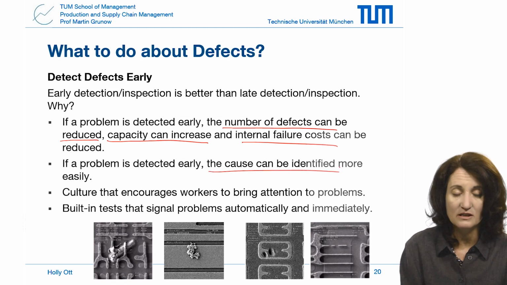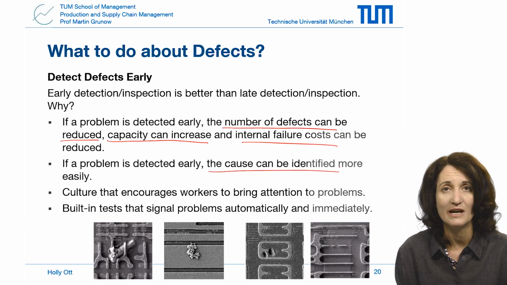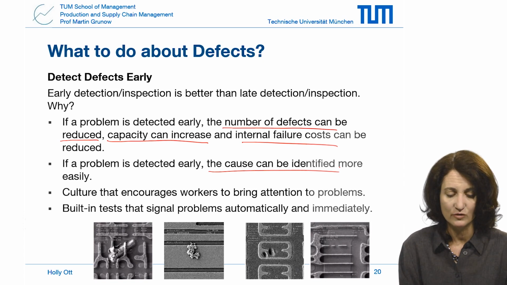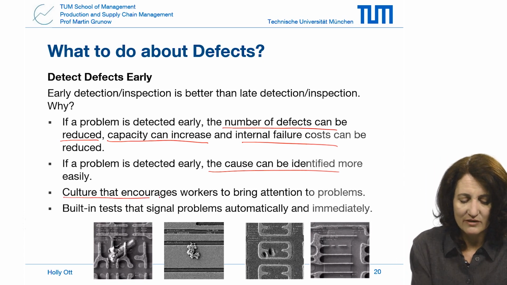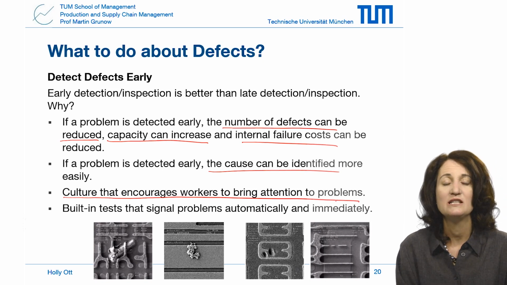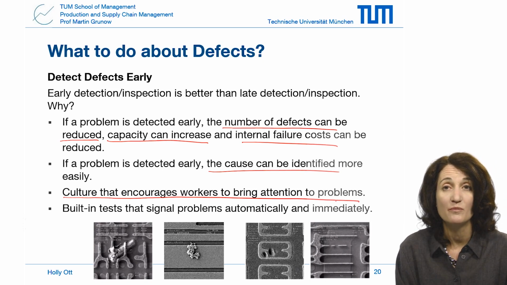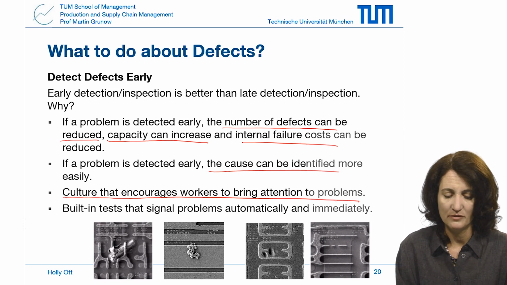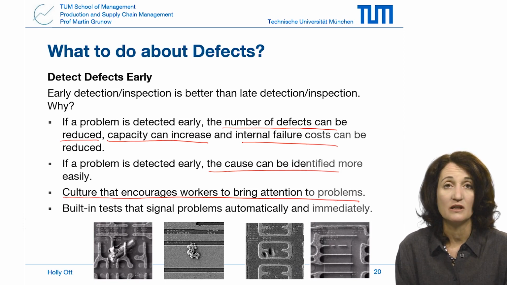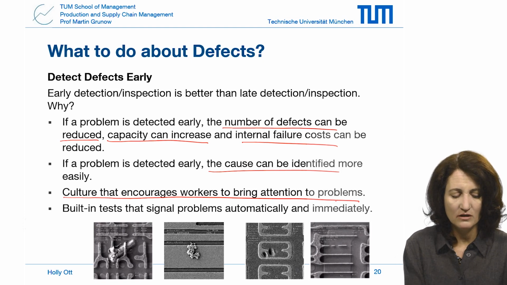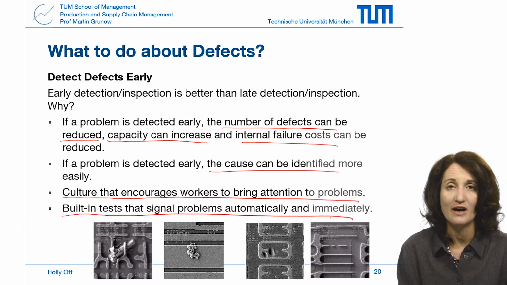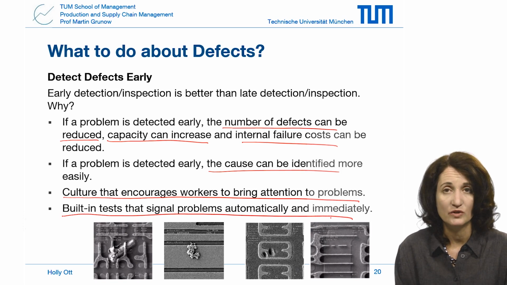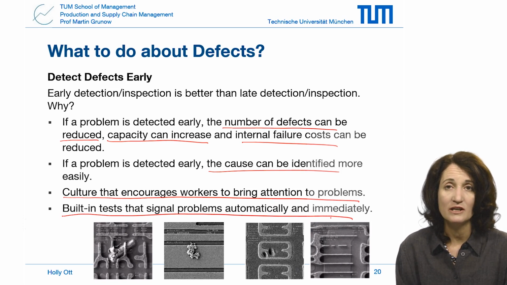That's what we just said. The cause hopefully can be identified. We don't have to look through the entire line. We've detected early so we can find the root cause. And as we said before, we then have this culture change. The idea that workers are involved to detect problems early, identifying problems, bringing attention to them, and being rewarded for that rather than having that considered their problem. And you can design your process so that you have built-in tests, monitoring that can signal these problems quickly and automatically, and very importantly, immediately.